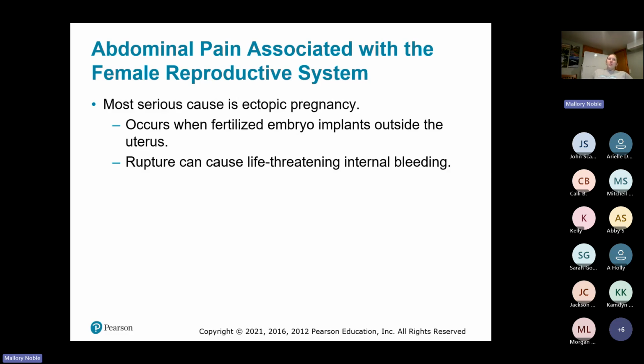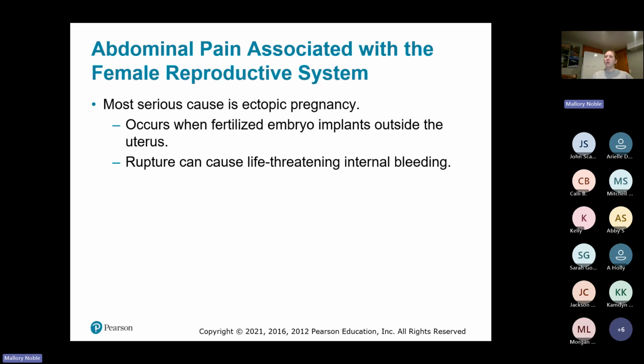Abdominal pain associated with the female reproductive system. So the most serious one could be the ectopic pregnancy. This occurs when the fertilized embryo implants outside of the uterus. This is anywhere outside the uterus, commonly fallopian tubes, but it doesn't have to be. It could be just anywhere in the abdomen, actually. Rupture of those ectopic pregnancies can cause life-threatening internal bleeding, certainly a lot of problems. Really good question to ask your patients is, are they pregnant or could they be pregnant? Ectopic pregnancies, when you take just a standard pregnancy test, will show up as positive, usually anyways, to my knowledge. So certainly ask those questions.